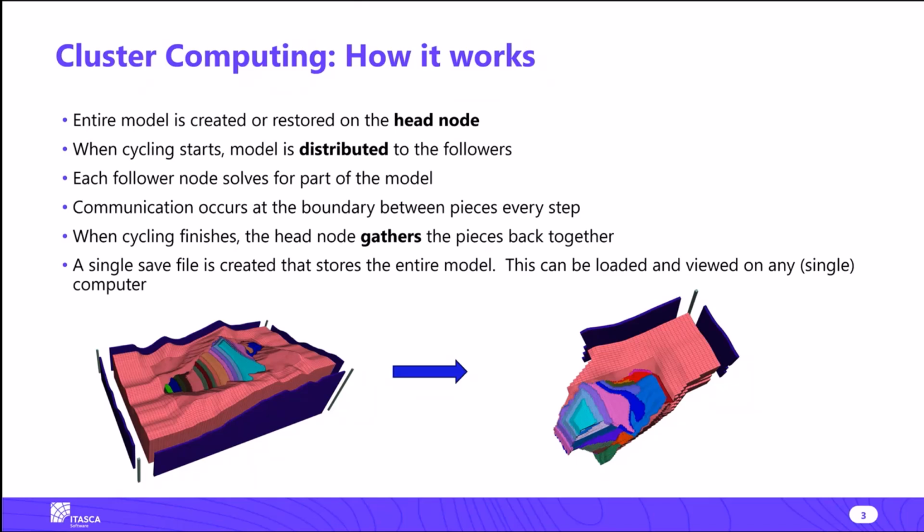So each follower node solves for part of the model. Communication occurs at the boundary between pieces every step. When modeling finishes, the head node gathers the pieces back together, and a single save file is created that stores the entire model. This can then be loaded and viewed on any single computer and easily downloaded onto your local machines.